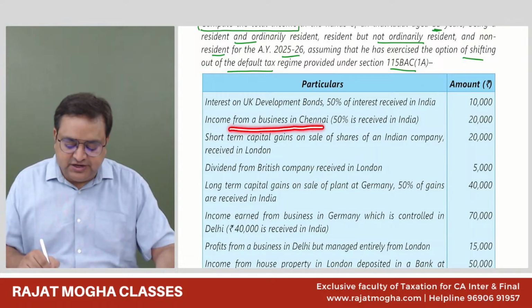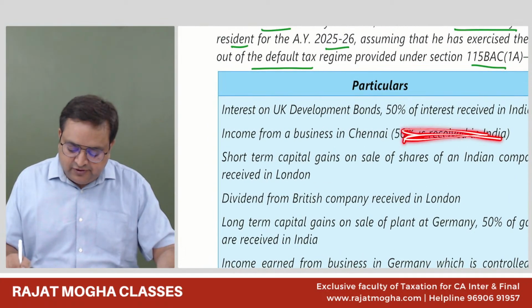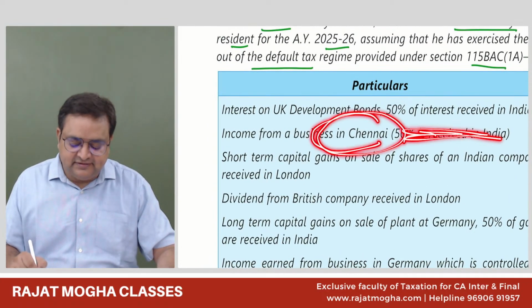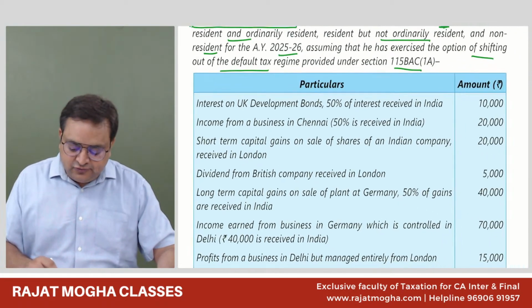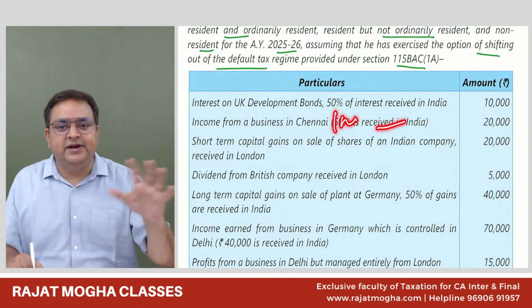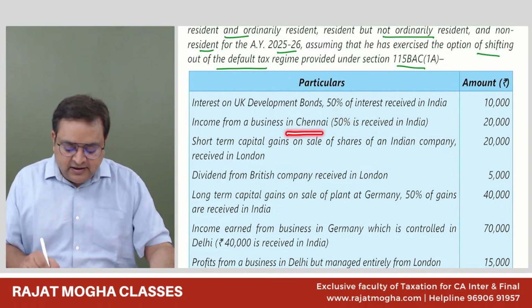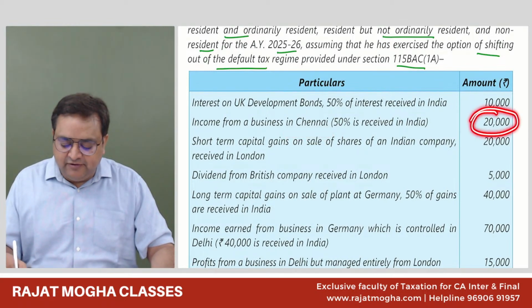Income from business in Chennai. So this business is in Chennai. Received does not matter. Please tell me, this business is in Chennai, where is the income arising? India. So even if it is received anywhere, even if it is 100% received outside India, it does not matter, because this is Chennai business income, which is arising in India. So this is taxable for everybody.